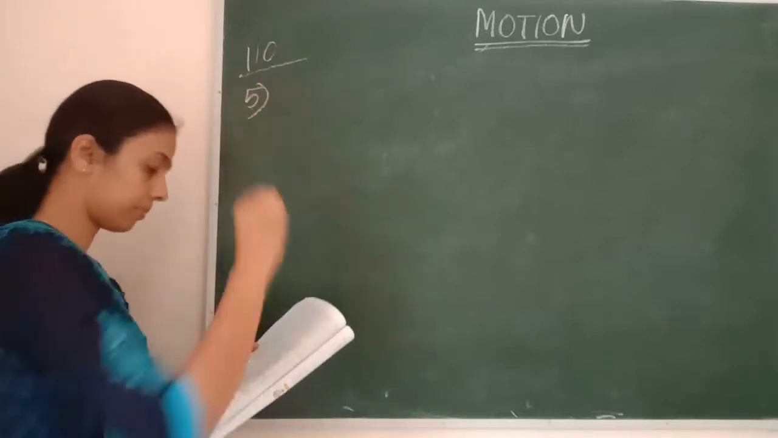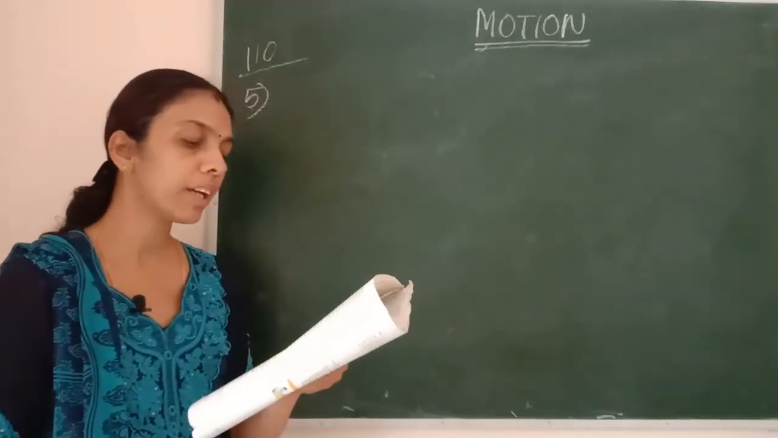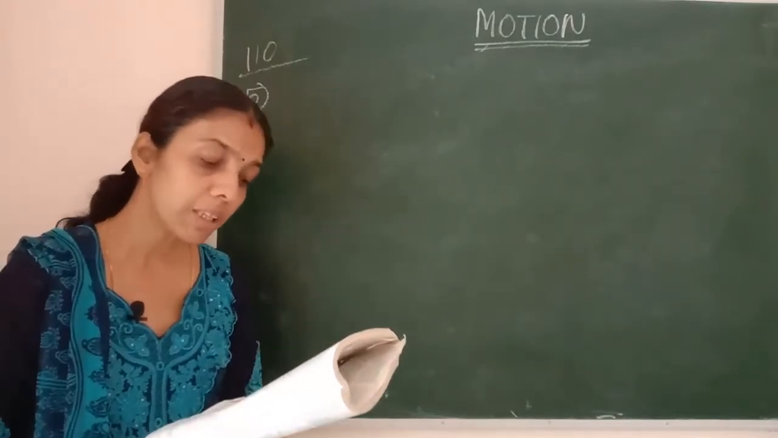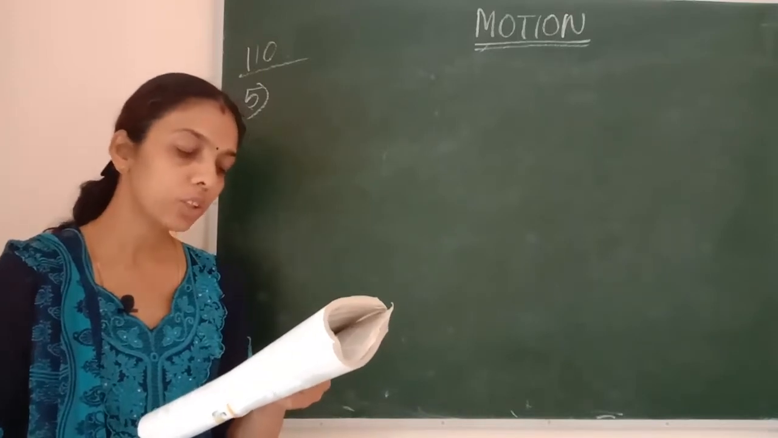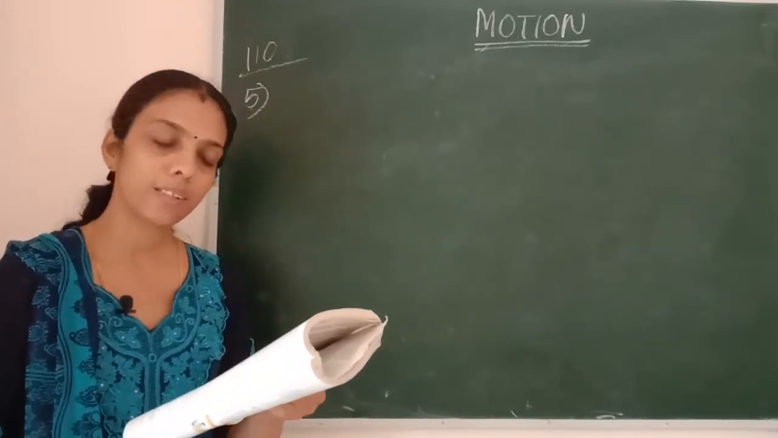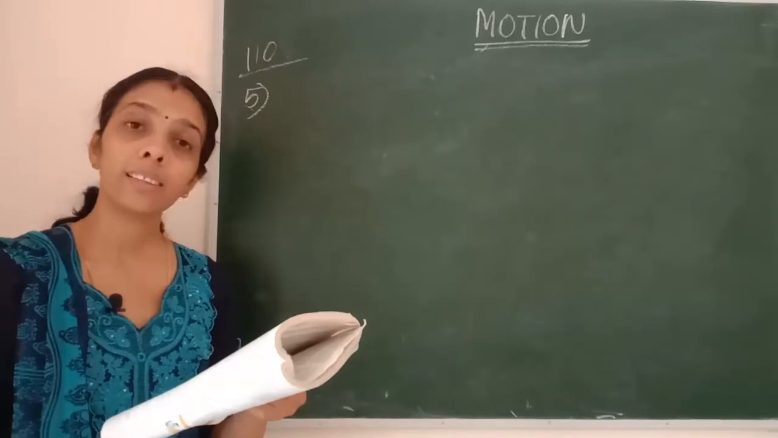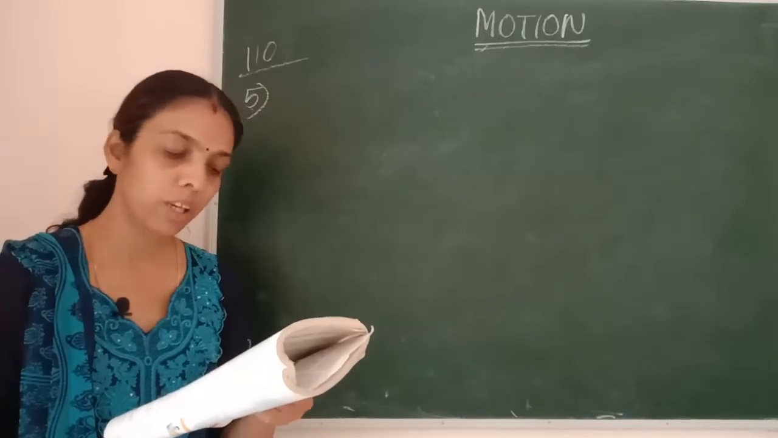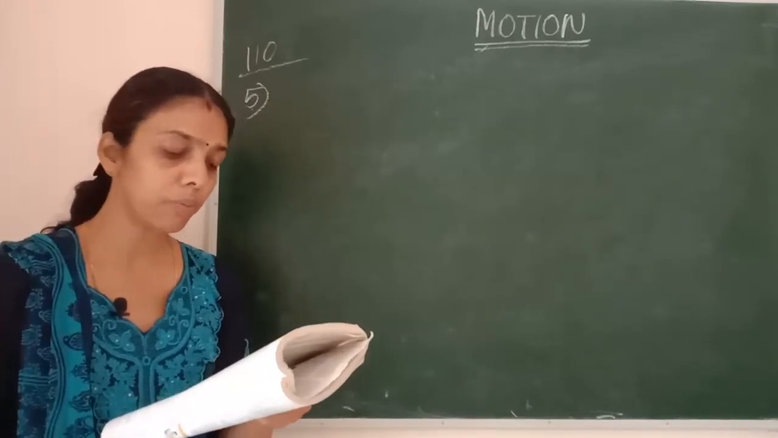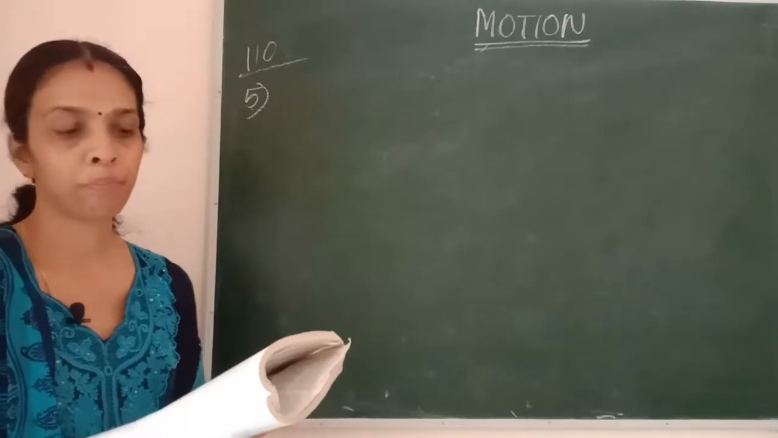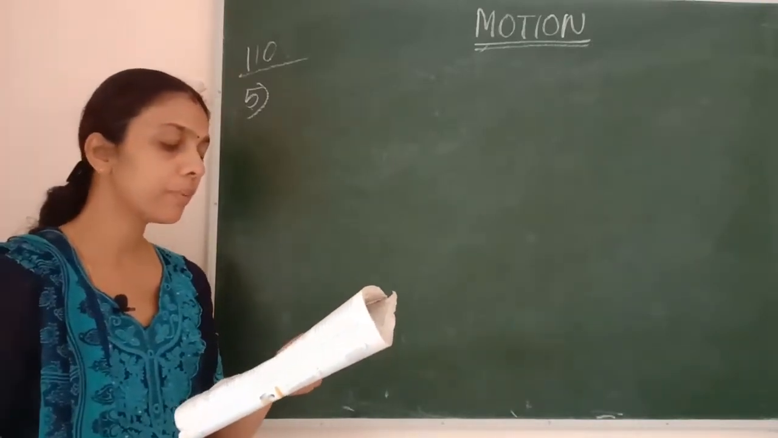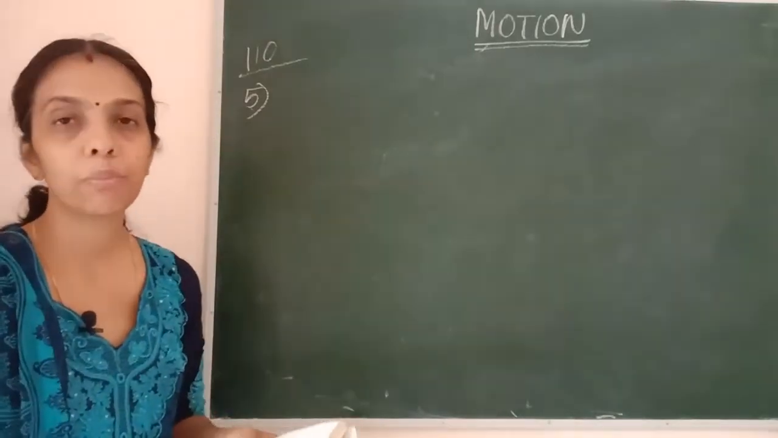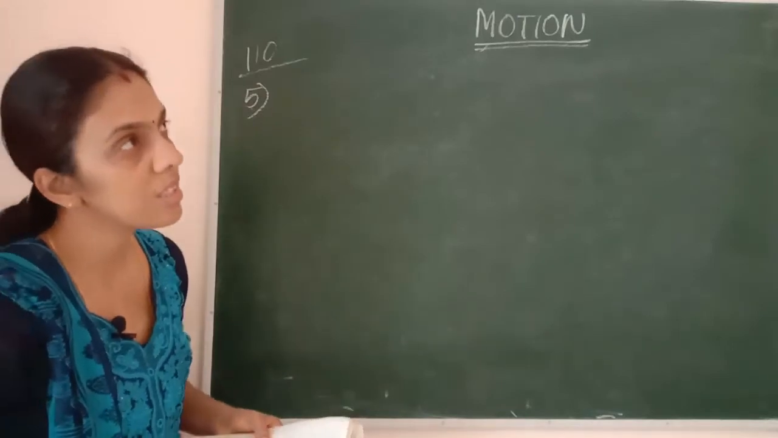Fifth one. A stone is thrown in a vertically upward direction with a velocity of 5 meter per second. If the acceleration of the stone during its motion is 10 meter per second square in the downward direction, what will be the height attained by the stone and how much time will it take to reach there? Okay, a stone is thrown in a vertically upward direction with a velocity of 5 meter per second. That means a stone is thrown upwards.